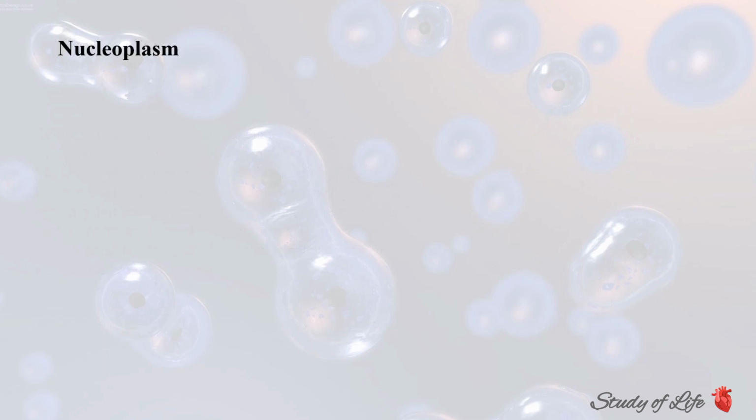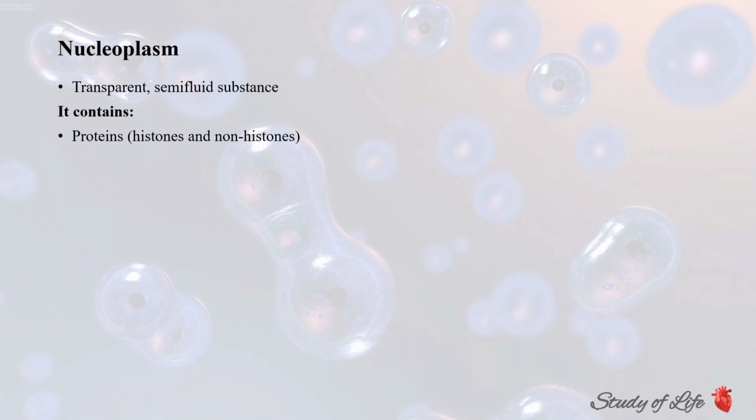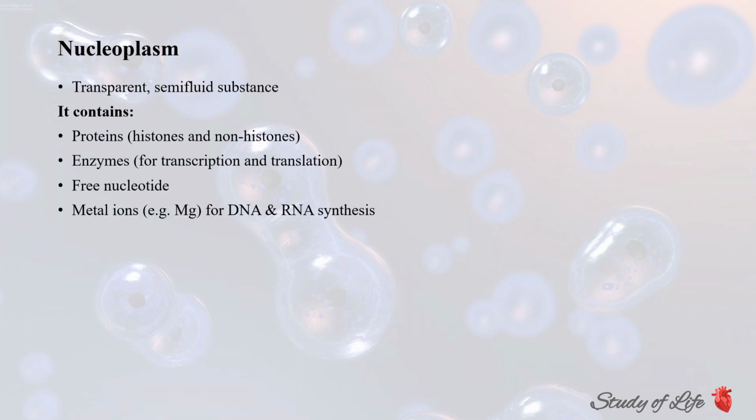Nucleoplasm. Nucleoplasm is the transparent semi-fluid ground substance formed of a mixture of proteins, for example histones and non-histones, enzymes, DNA and RNA polymerase, free nucleotides and some metal ions, for example Mg, for the synthesis of DNA and RNAs. So the nucleoplasm is slightly different from cytoplasm.